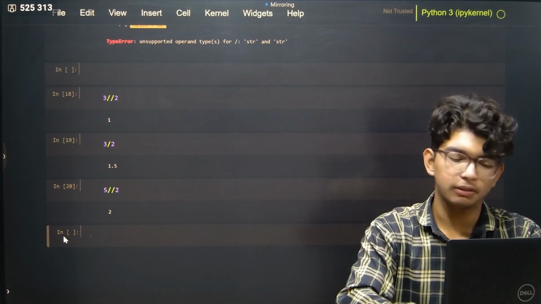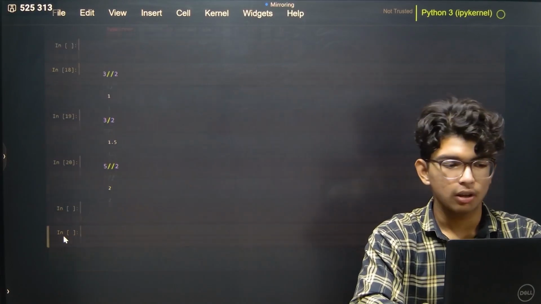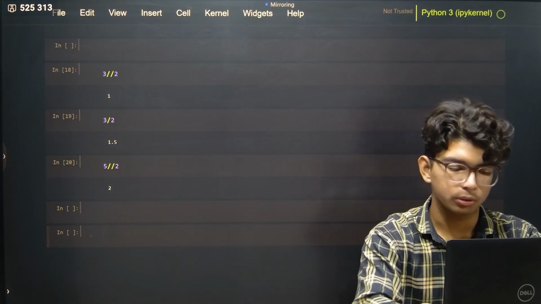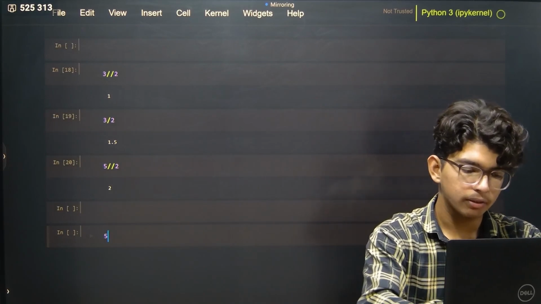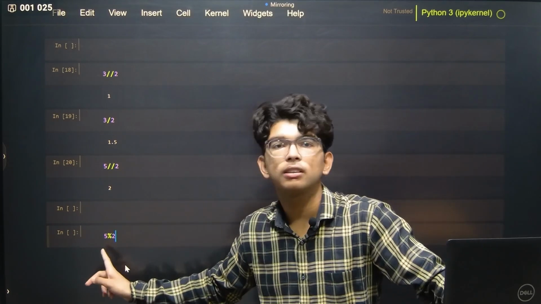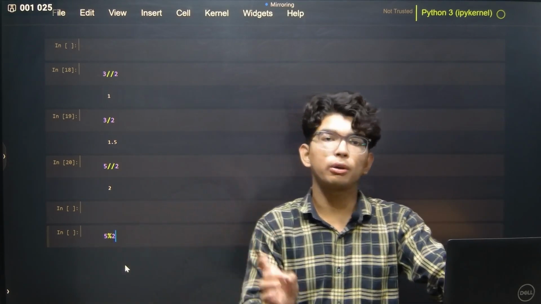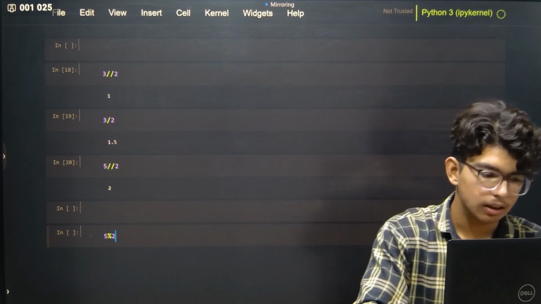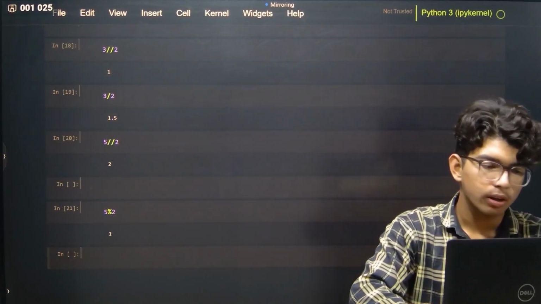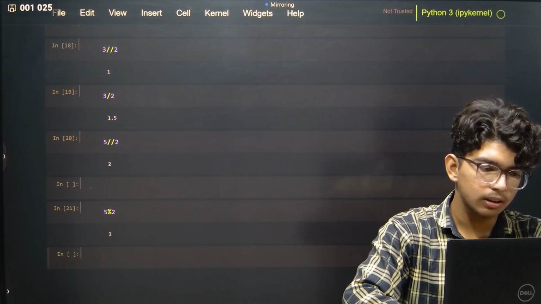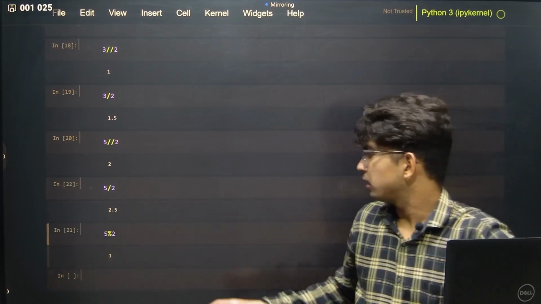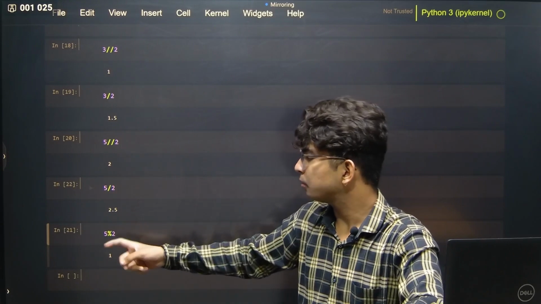Moving on to the next thing, we got modulus. Well, modulus is this percentage sign, which we also know. If I write 5 percent 2, this percentage sign is known as modulus. Now if I run this, I got the answer as 1. Now the question is, what is the actual difference between division, floor division and modulus?